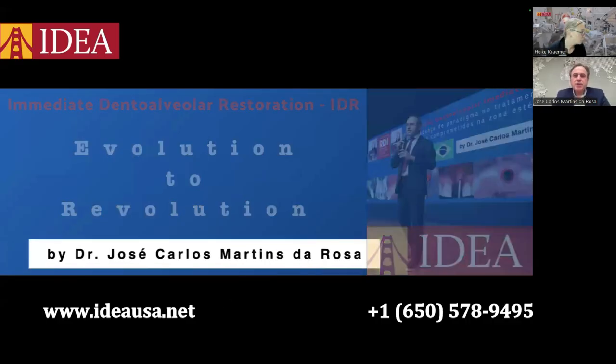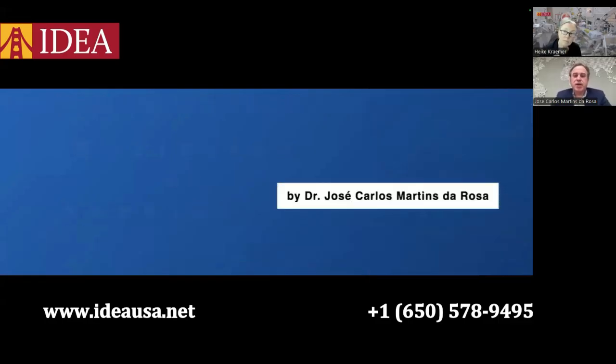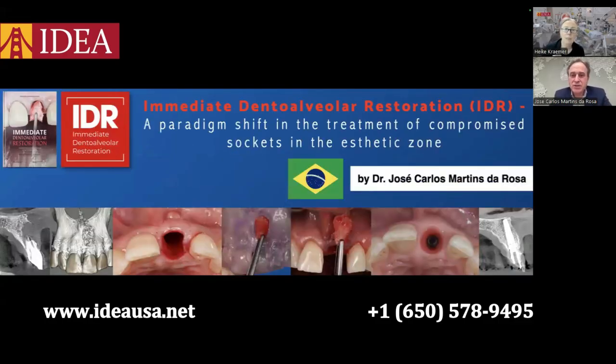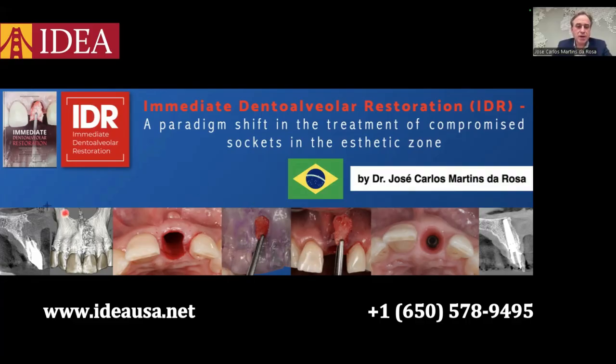Everybody knows that this technique is a paradigm shift in the treatment of compromised sockets in the aesthetic zone. For example, in this case we have a huge defect right here. This is the prototyping. Right after tooth extraction, we harvest bone graft. We manipulate the graft according to the defect size, width and length, and we insert this graft underneath the soft tissue, and after the bone reconstruction and immediate implant placement, we apply the provisional crown fabrication.